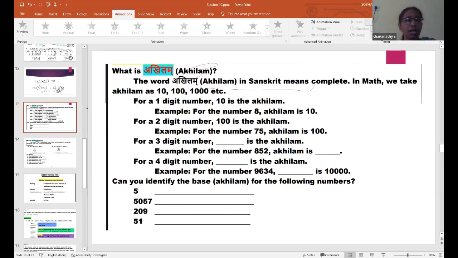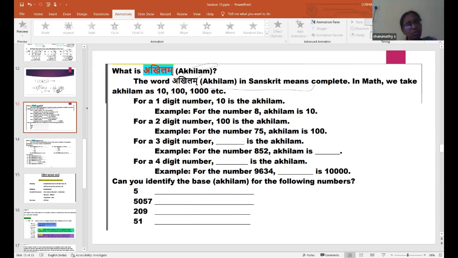Here in mathematics, what do we mean by complete? Why is it called complete? When we talk about this Akhilam here, for class 5, actually we cannot speak about the powers because they are not used to that. What are the powers? They don't know. Only in class 7, they learn about the powers, exponents and components. So here, what we are trying to say is, for a 1-digit number, 10 is the Akhilam. So what is that 10? 10 is the smallest 2-digit number.